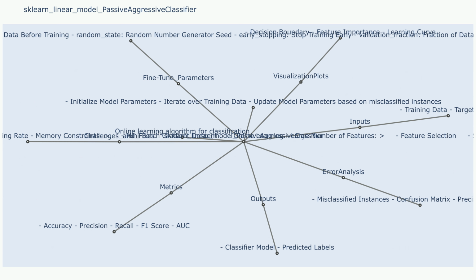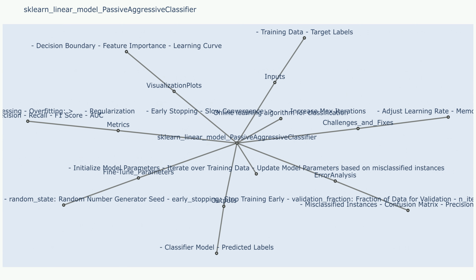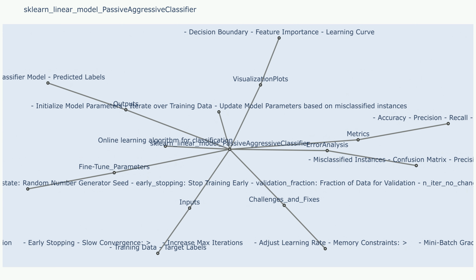Metrics: accuracy: the proportion of correctly classified instances. Precision: the proportion of correctly predicted positive instances out of all instances predicted as positive. Recall: the proportion of correctly predicted positive instances out of all actual positive instances. F1 score: the harmonic mean of precision and recall, providing a balanced measure of performance.